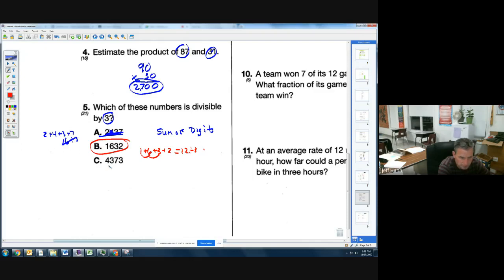And we'll check this one out just for good measure to double check our work. 4 plus 3 is 7. 7 plus 7 is 14. 14 plus 3 is 17. Can you divide 17 by 3? You can't. So this one also is not divisible by 3.